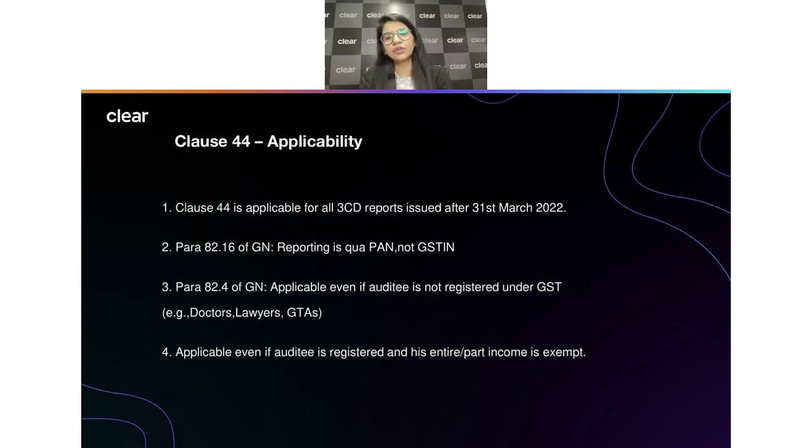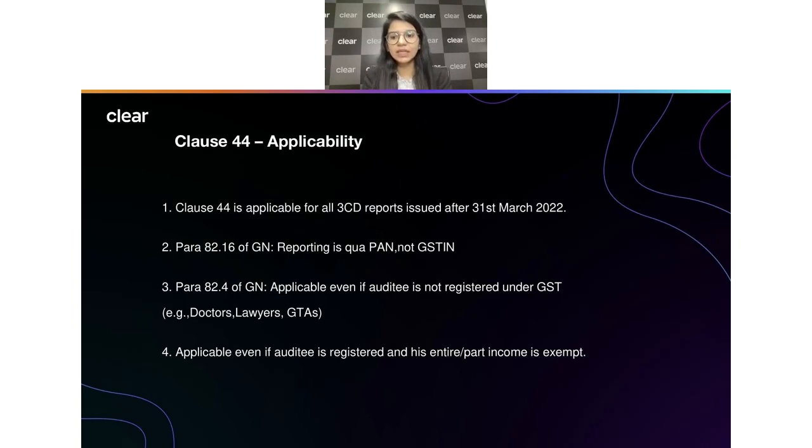The first and foremost thing, when we are referring to clause 44, which we know is one of the clauses of form 3CD, the tax audit report, the question is when exactly we have to start reporting this information. There they have clearly mentioned that in all the form 3CD which has been issued after 31st March 2022, we are required to furnish all this information.